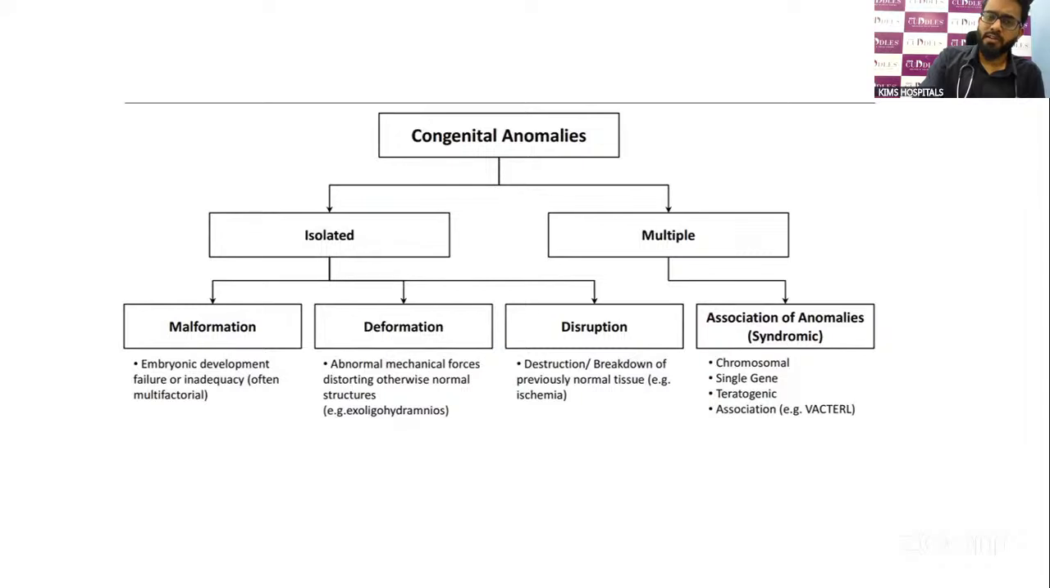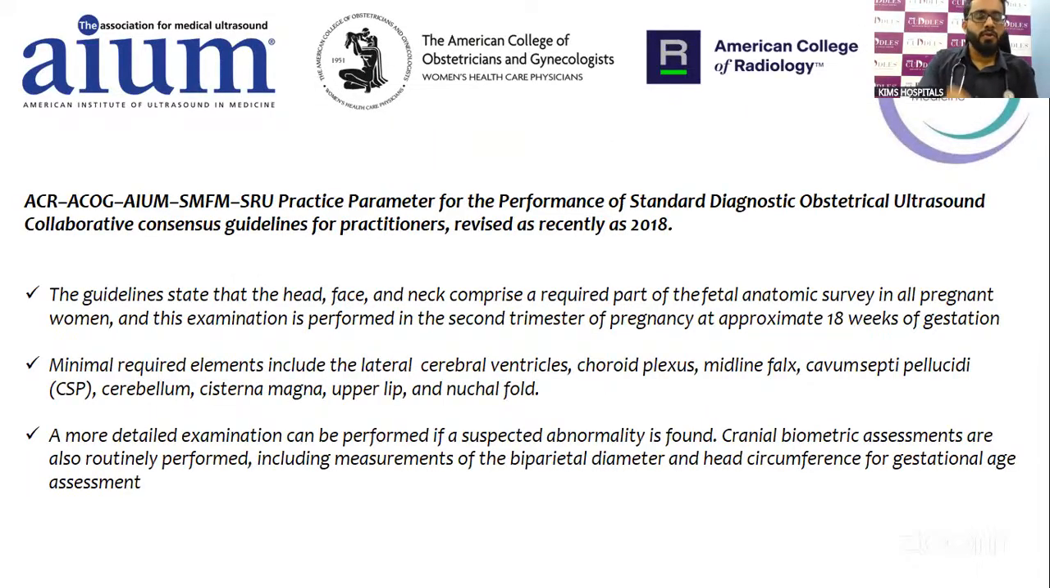So quickly about the congenital anomalies, they are isolated or multiple. Isolated, you have malformations, deformations, disruptions, and syndromic associations. I won't go into the details. So here we have collaborative consensus guidelines on congenital anomalies and when we need to actually start thinking of doing a genetic test. So guidelines clearly state that head, face, and neck comprise a required part of the fetal anatomic survey in all pregnant women. When they do a scan, you need to comment on the structural abnormalities in the face.